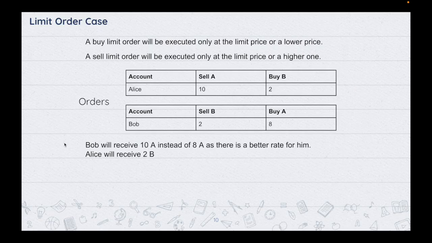For the TokenSwap smart contract, we will only support limit orders. A buy limit order will only be executed at the limit price or at a lower price. So let's look at an example.